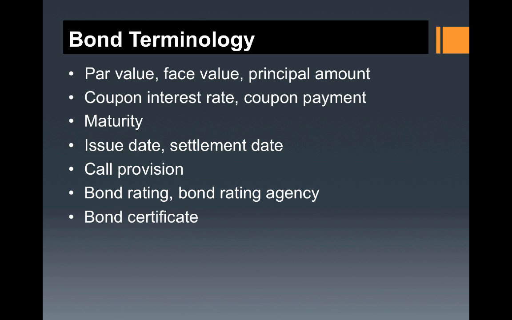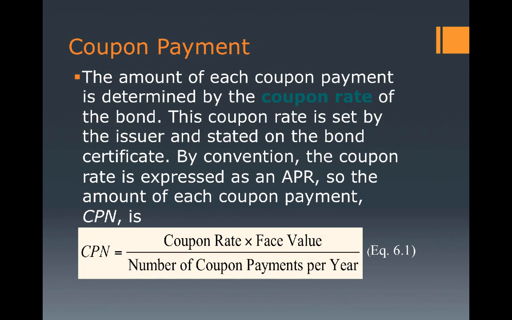Generally, this is bond terminology. As we use this terminology more and more, you'll get more used to it, and it will become second nature to you. Look more specifically at the coupon payment. I did say that some bonds do provide coupon payments. Well, the amount of the coupon payment is determined by the coupon rate of the bond, and it's set in the bond certificate. The coupon rate is stated as an APR, an annual percentage rate. That's an annual rate. So the amount of each coupon payment, CPN, is computed as follows.